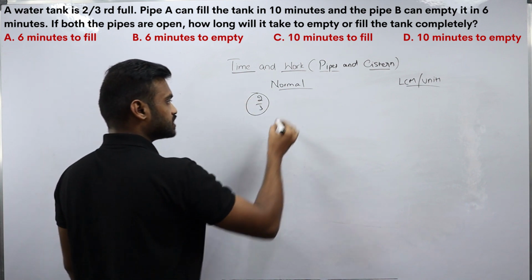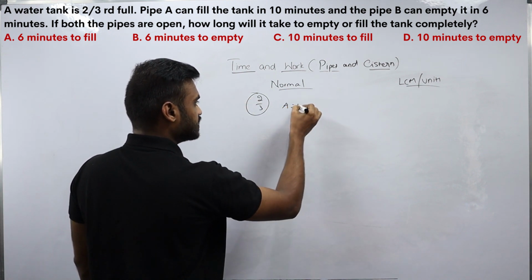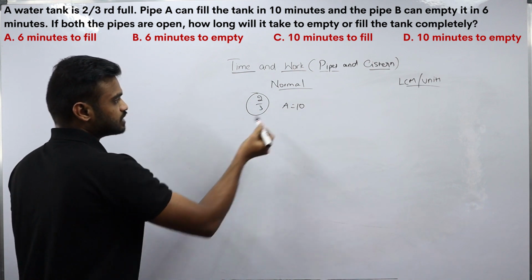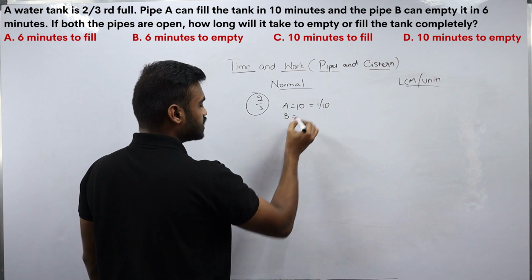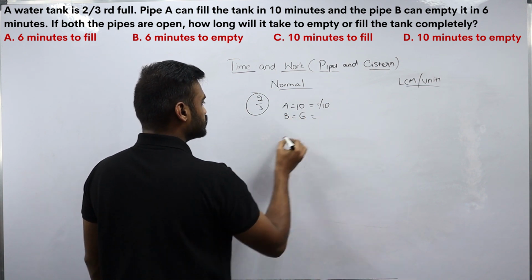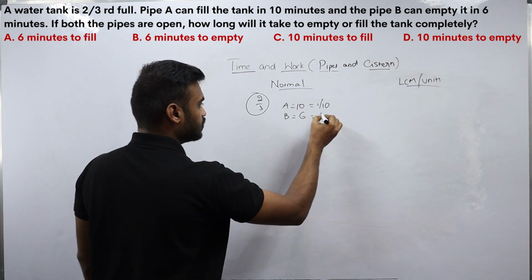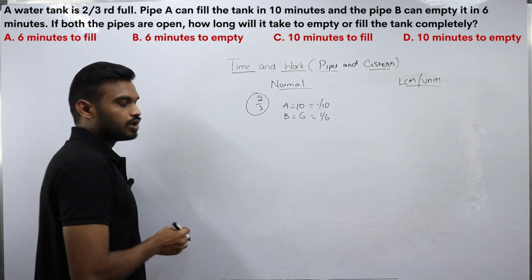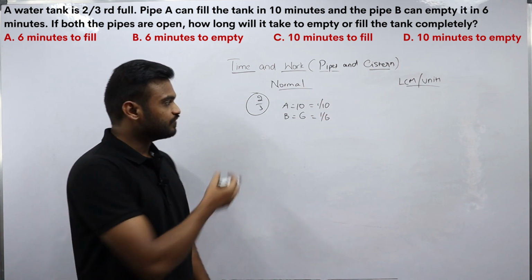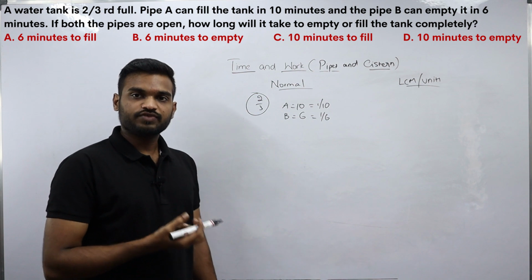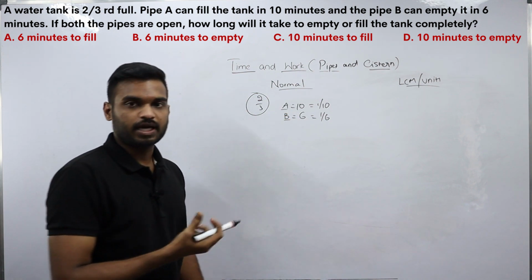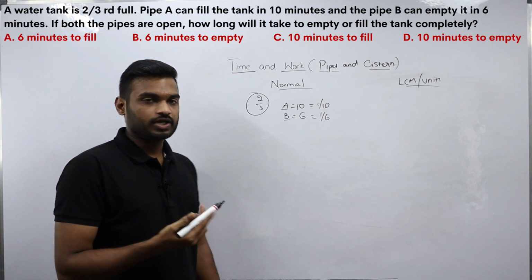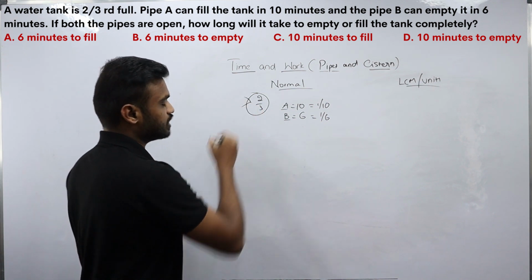Okay, and also they are saying A can fill the tank in 10 minutes. So A's 1 minute work or efficiency will be 1 by 10. And B can empty the tank in 6 minutes. So B's 1 minute work or efficiency will be 1 by 6. Okay, now we need to find out whether it is to fill the tank or empty the tank. First of all, we need to find what is the total time taken for them to complete the entire part of the tank. Then we can find out whether it is to fill the tank or empty the tank.